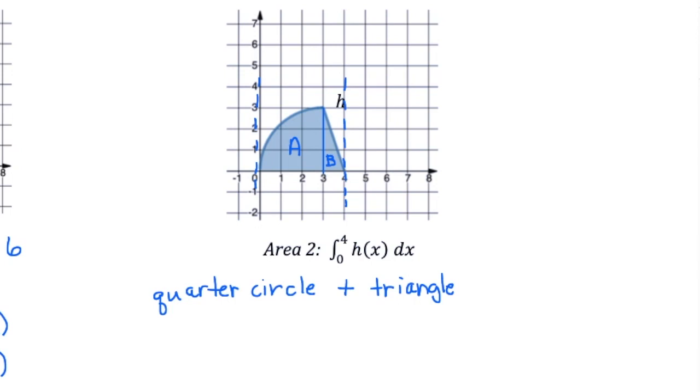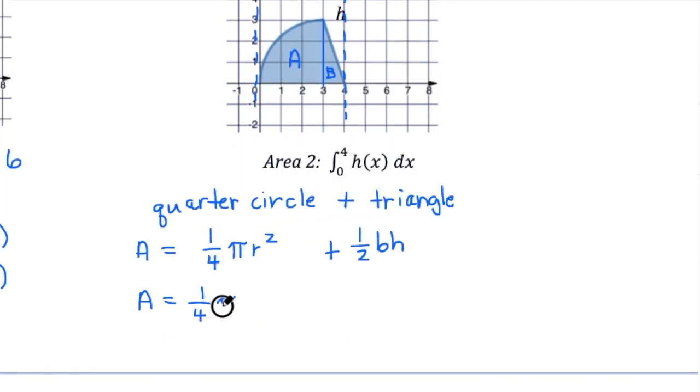The value of my integral is going to be the area for 1/4 of a circle. So 1/4 pi r squared. To that, I'm going to add the area of the triangle, which is found by computing 1/2 base times height. Now I substitute the value of the radius. The radius of the full circle, if it existed, would be 3 units. You can see it right here along the x-axis. So the radius is 3.